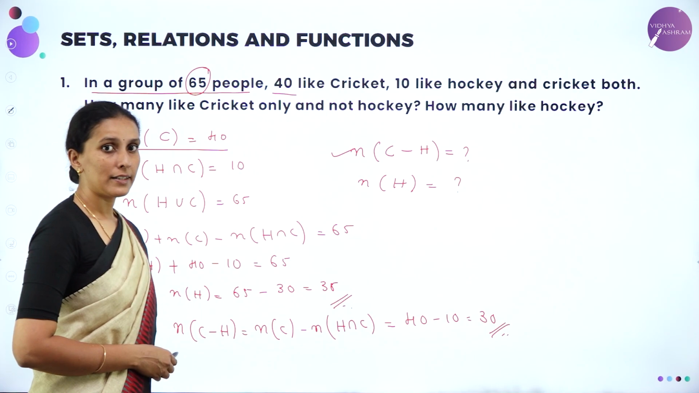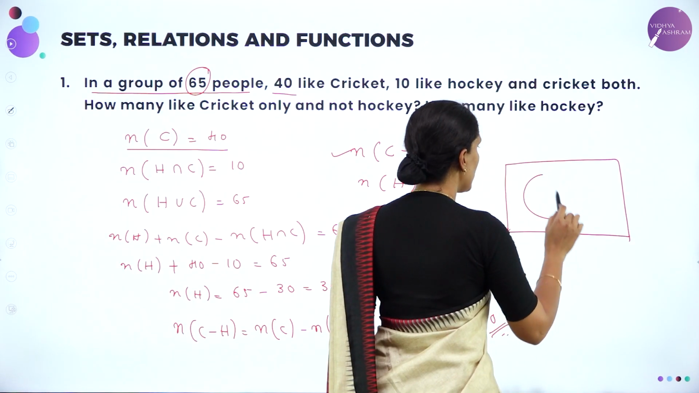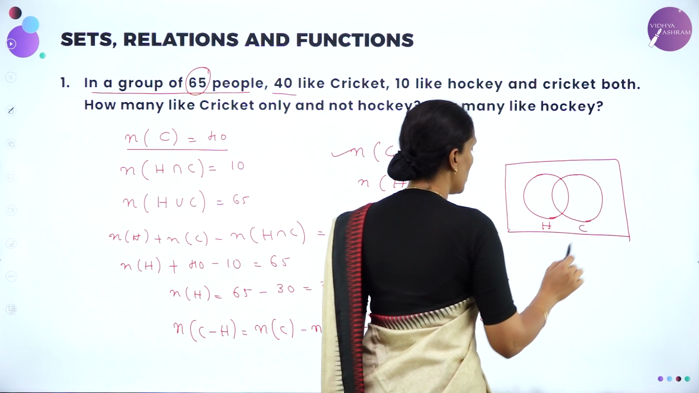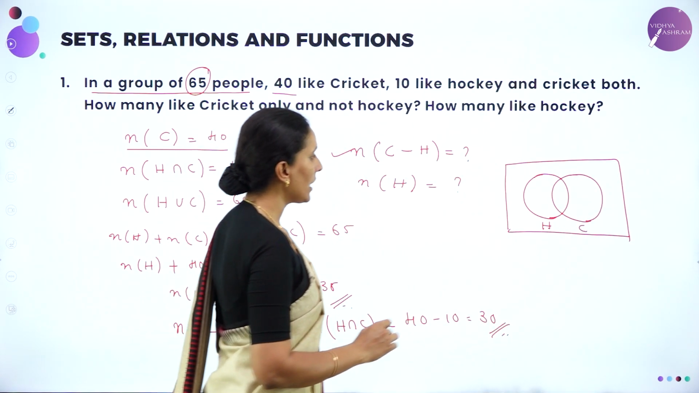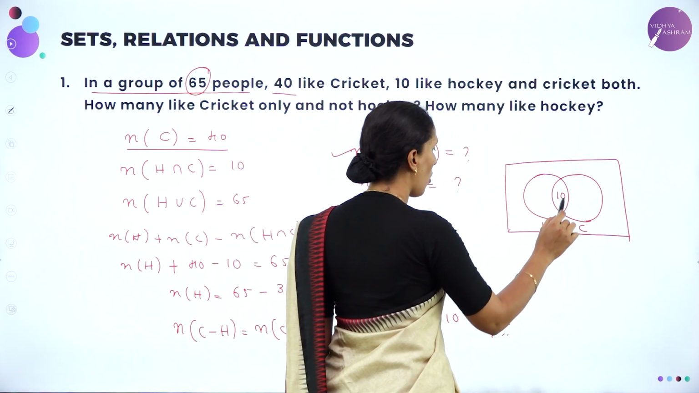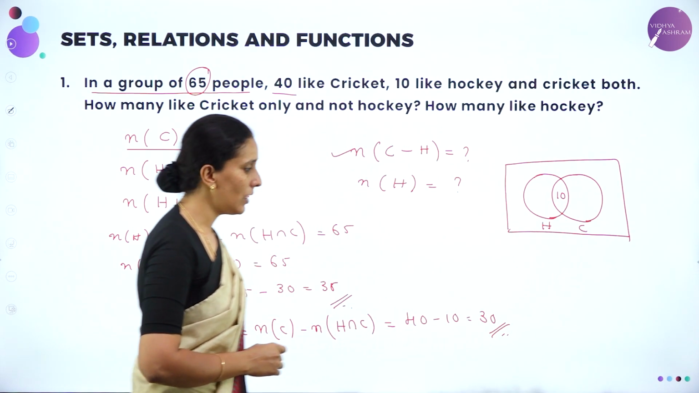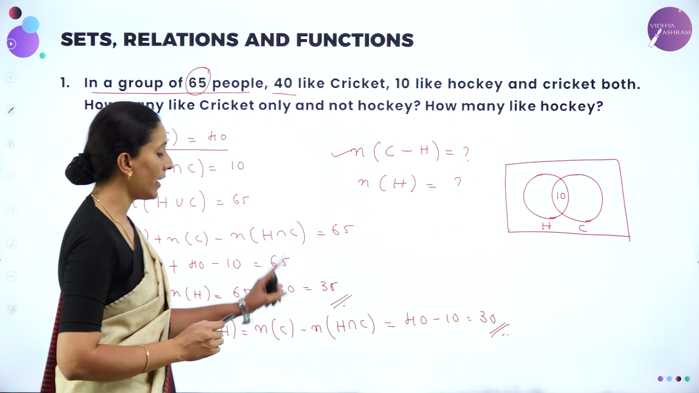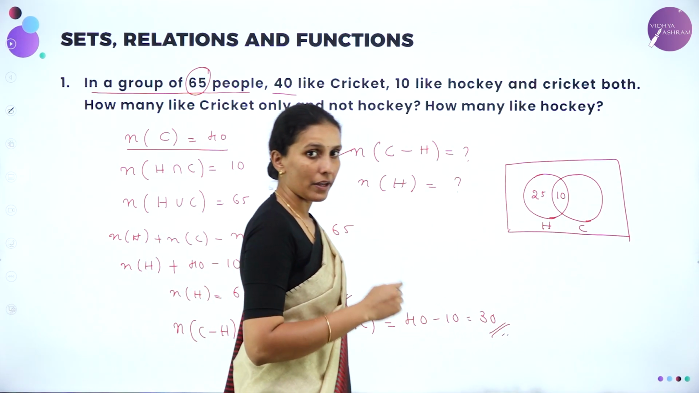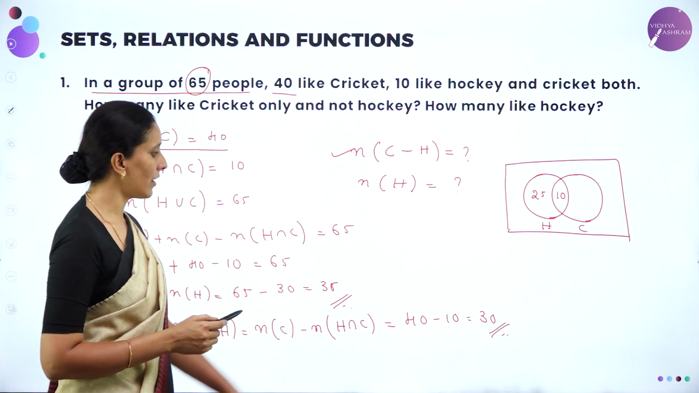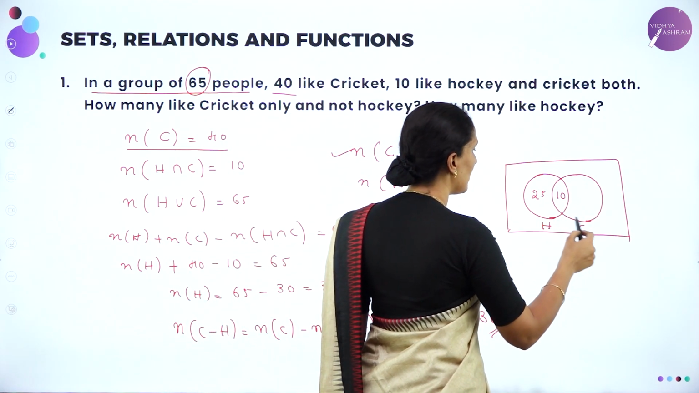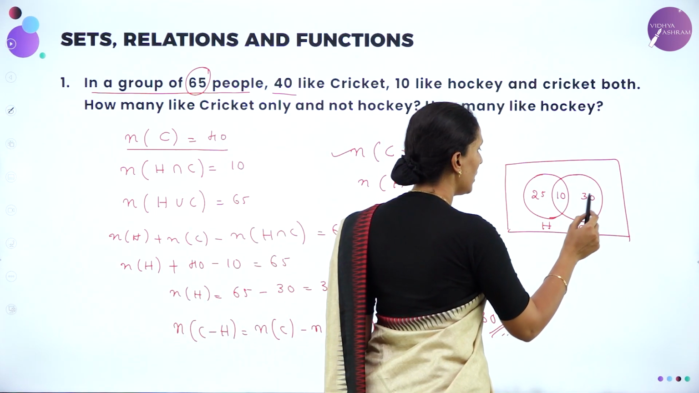We can also represent this with a Venn diagram. So let this be hockey and let this be cricket. The number of people who like both cricket and hockey is 10. Now if you consider this circle as hockey, we already have 10 people, and the remaining people who like hockey among 35 is 25. Now 25 plus 10 is 35. So the number of people who like hockey is 35. And when it comes to cricket, there are 40 people. If this is the circle C, 10 plus 30 is 40.